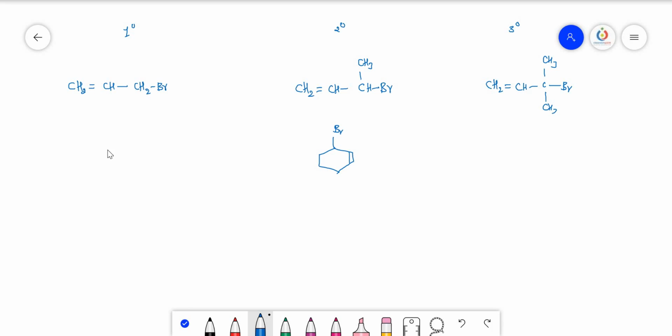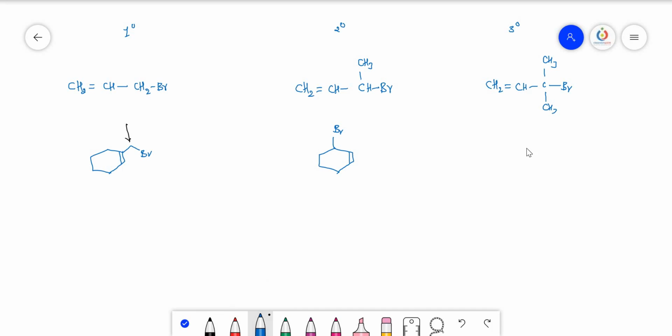This is secondary allylic. This is the primary allylic. Why? Because this is an allylic carbon which is connected to the double bonded carbon. This is a non-aromatic compound. So, that is what is called the allylic and primary allylic. This is the secondary allylic.